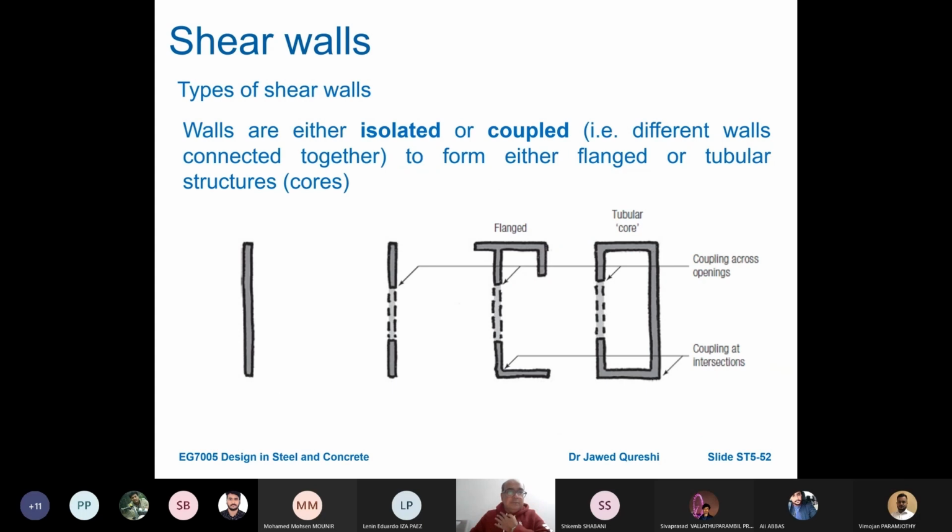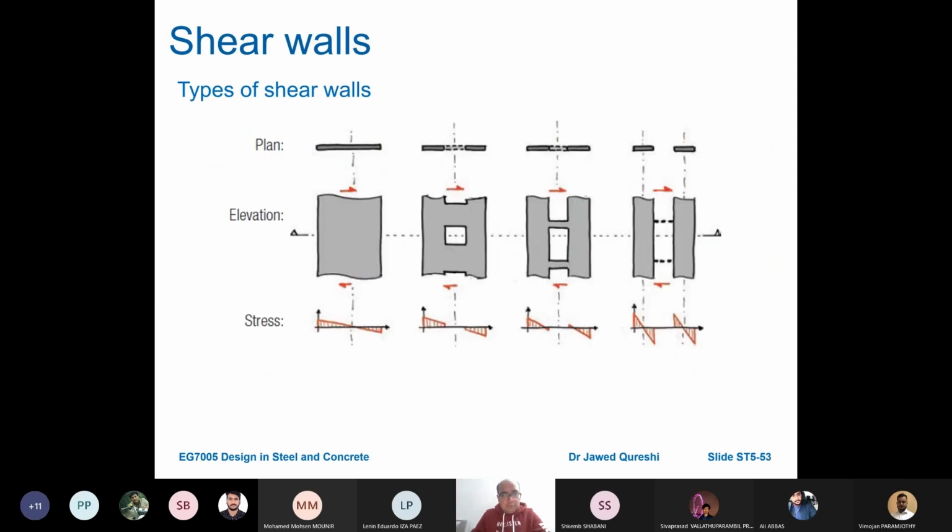And then we have different types of shear walls. Walls are either isolated or coupled. The most common ones are L-shaped walls or tubular cores. These ones are not uncommon as well. And then we have different types of shear walls and different stress patterns.